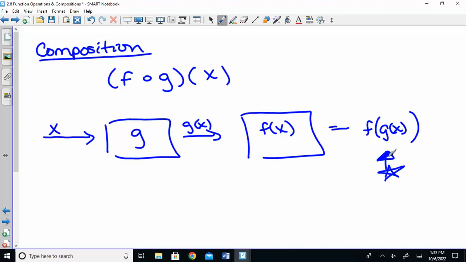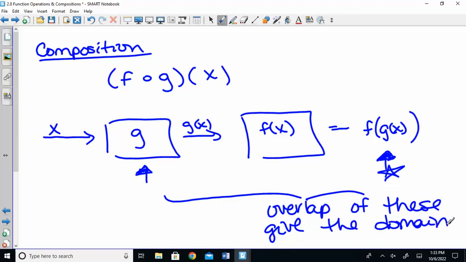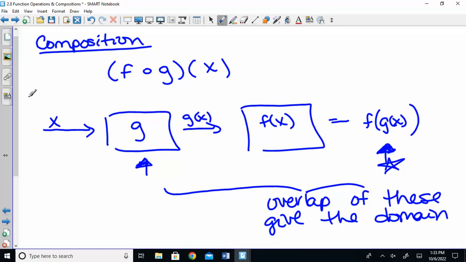Because obviously, whatever this is, if it's a fraction, we know the bottom can't be 0, okay? We also have to look at the original function. Then the overlap of these two give the domain. And I'm going to explain what I mean by that by looking at an example.